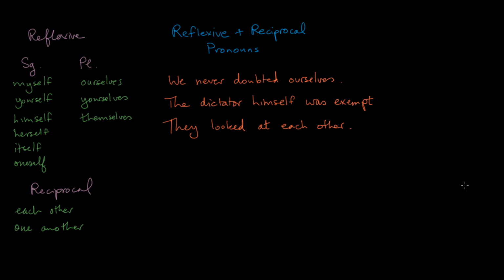At this point, we've looked at personal pronouns and interrogative pronouns. In this lesson, I'd like to look at reflexive and reciprocal pronouns. Now, reflexive pronouns are fairly straightforward. They all end in self.